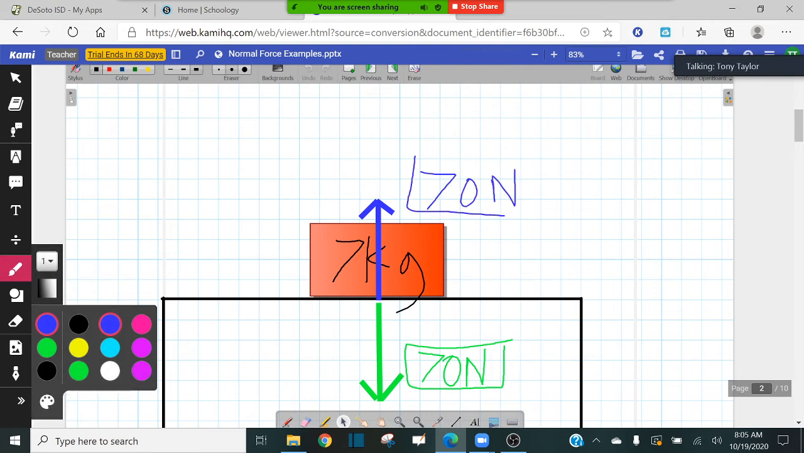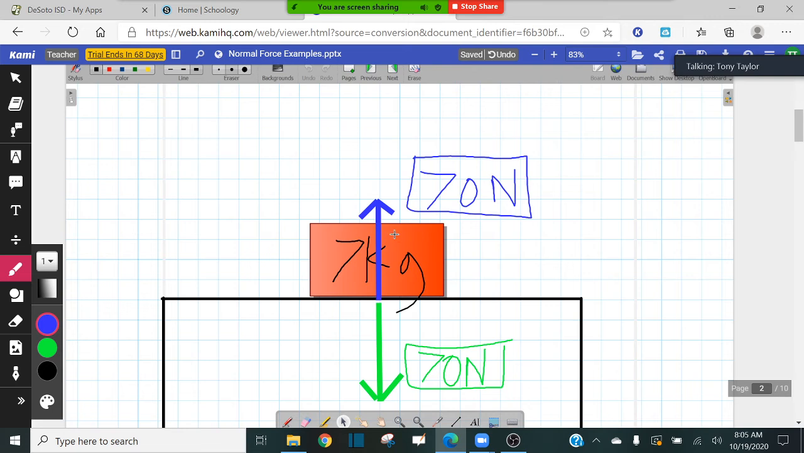And again, the way we know that the normal force has to be 70 newtons is because this block isn't going anywhere. Both the forces that are acting on it, the up force and the down force, have to be balanced. So if one force is 70 newtons, then you know that the other force is 70 newtons. Okay.